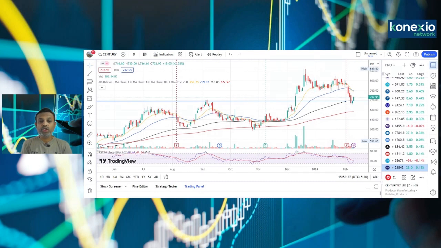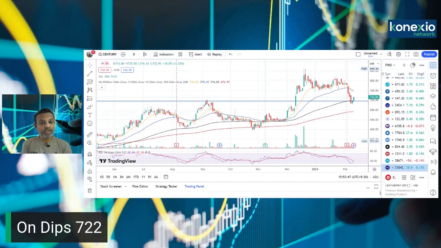732. So swing traders, positional traders, short-term investors, long-term investors can accumulate the stock on dips to 722 to 720 for an upside target of 795 to 800 in short to medium term. Short to medium term means in next 3 to 4 months, the stock has potential to test the level of 800 mark from these levels.